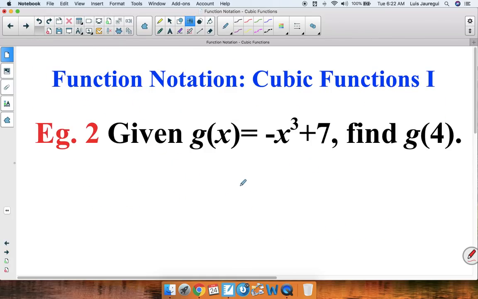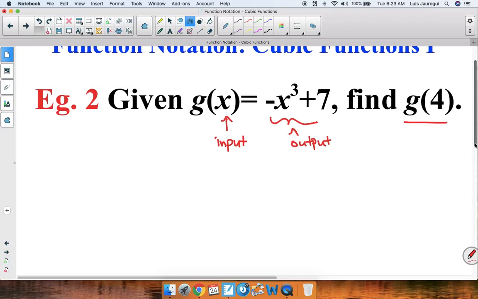Given g of x is equal to the opposite of x cubed plus 7, find g of 4. Now, once again, notice that your input here is x, and the corresponding output is the opposite of x cubed plus 7. Also notice that what we're interested in is finding the value for g of 4. Now, let's go ahead and use the previously described methods. So method number 1, the description method. Let's describe the necessary steps to generate the function g of x.